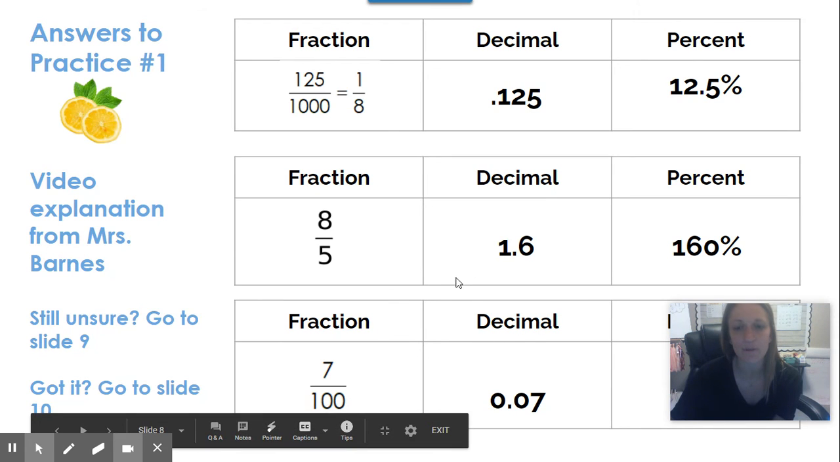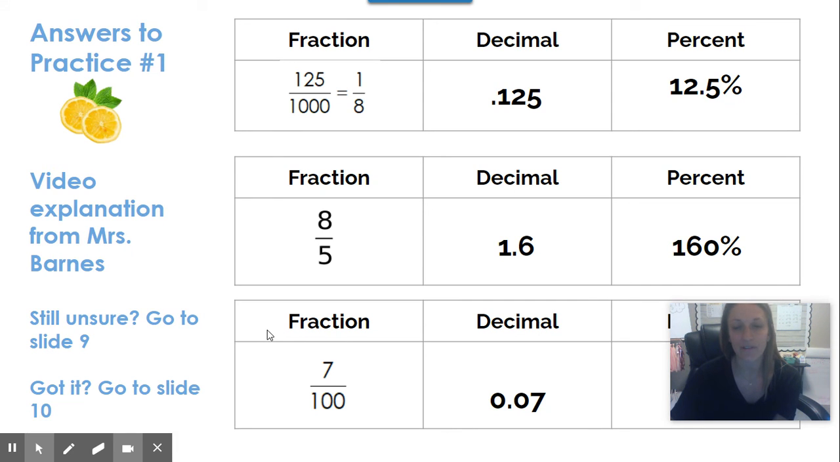Finally, I have this decimal 0.07. That 7 is in the hundredth spot. Because it's in the hundredth spot, we make the denominator 100 and we put 7 on top. 7 is a prime number, so we don't need to reduce this fraction anymore. 7/100 is your final answer.